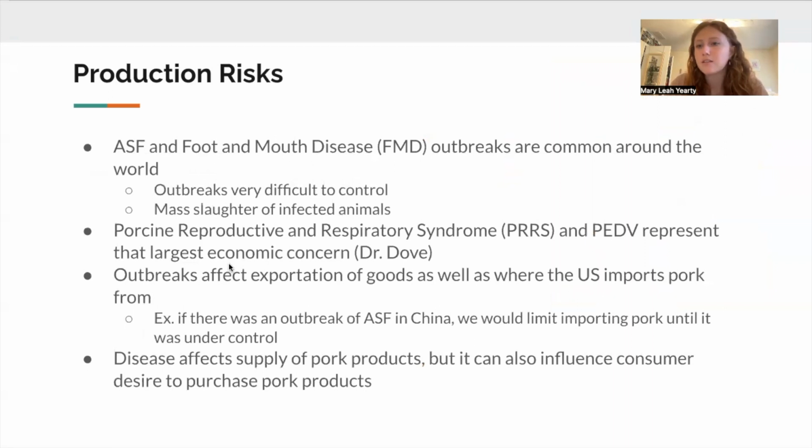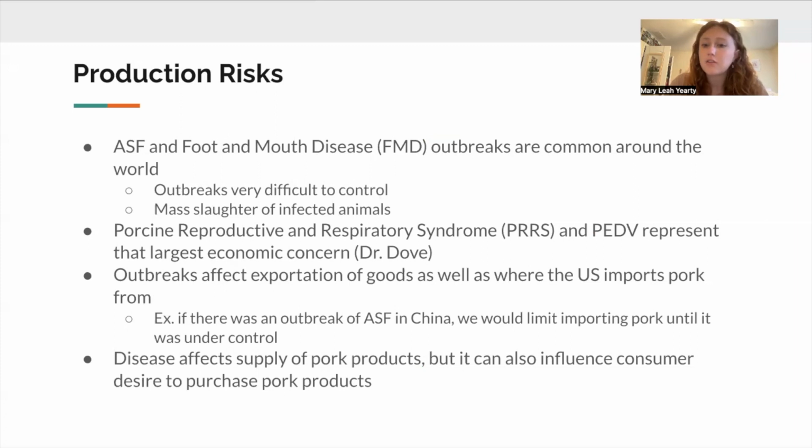ASF and foot and mouth disease are more of a global concern right now. Their outbreaks are very difficult to control and result in mass slaughter of infected animals. And then porcine reproductive and respiratory syndrome and PED, according to Dr. Dove, represent the largest economic concern for us in the US right now.